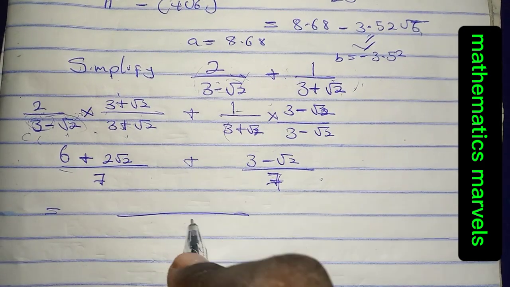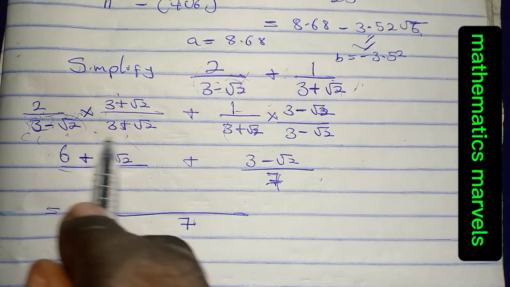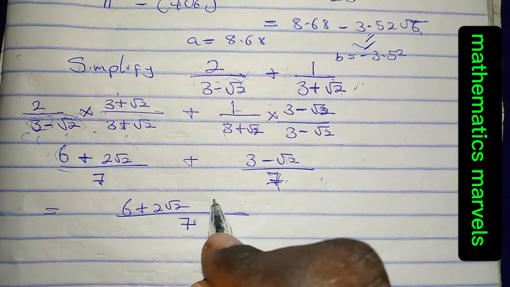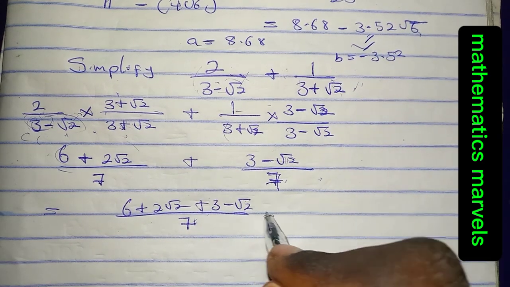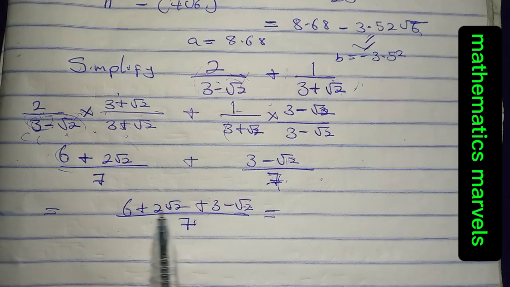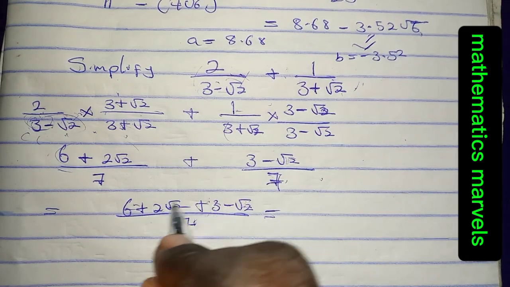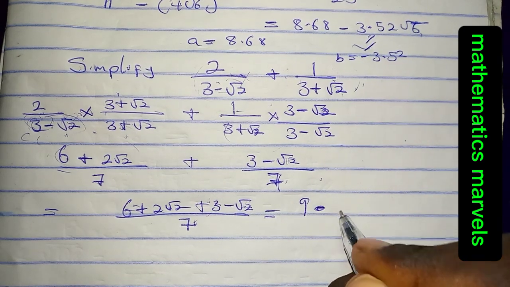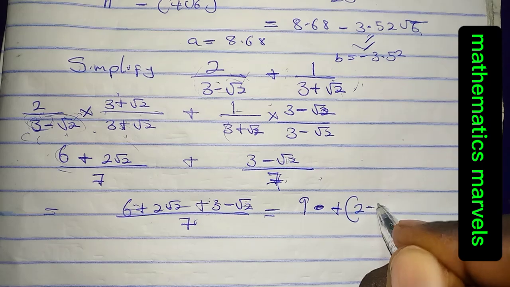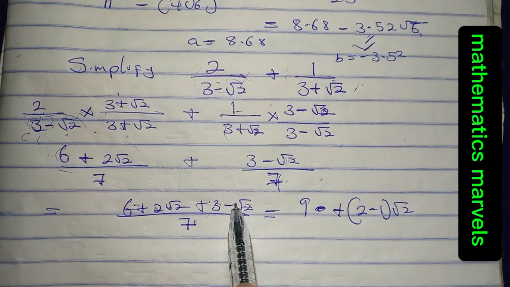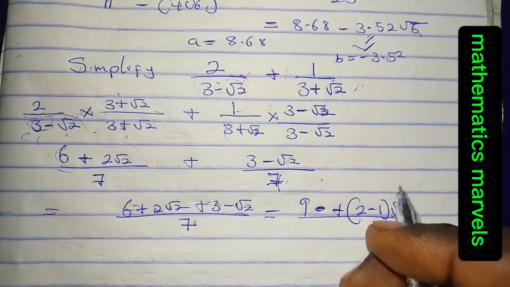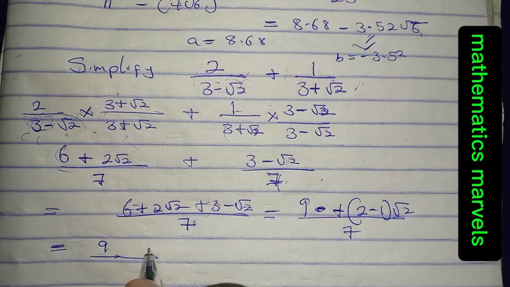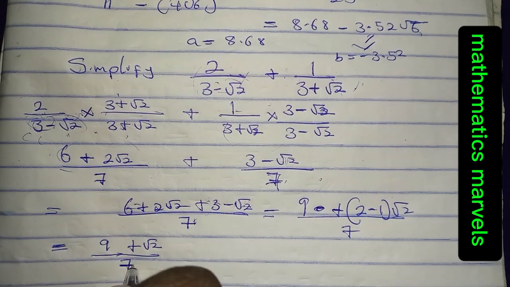The LCM here is 7. 7 into 7 is 1, 1 times this, 6 plus 2 root 2. 7 into 7 is 1, 1 times 3 minus root 2, we have plus 3 minus root 2. You can easily add these together because they are like terms. Adding the whole numbers, we have 9, plus open bracket 2 minus 1 root 2. Don't forget that the root 2 has an invisible 1 in front. So if you subtract, our answer here is 9 plus root 2 over 7.